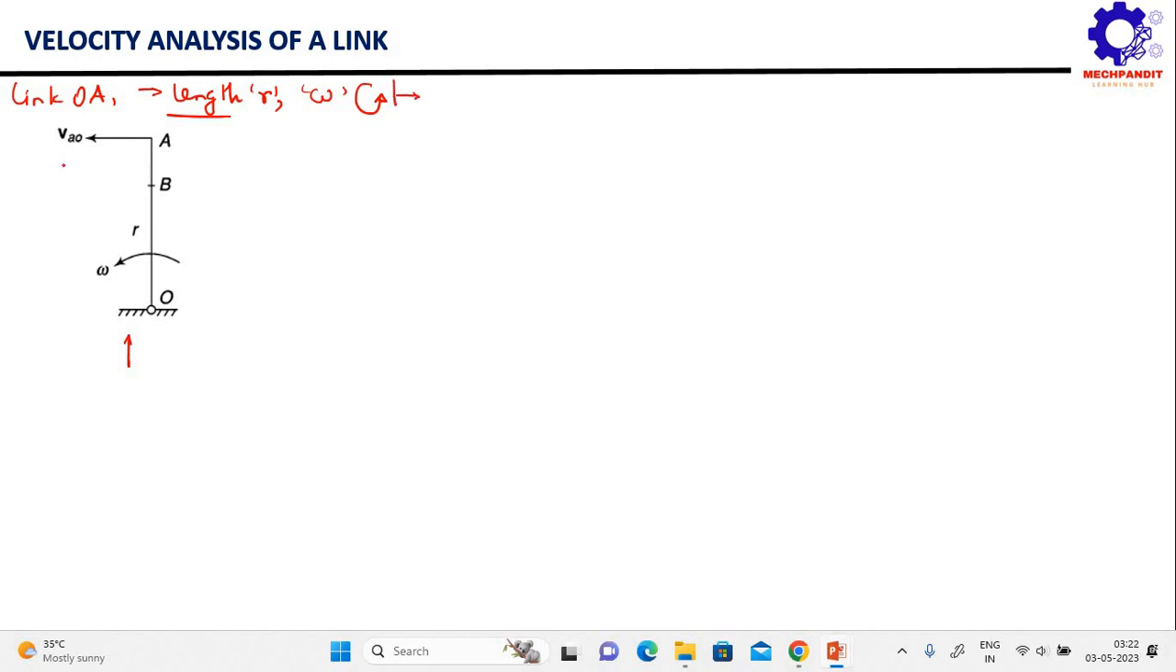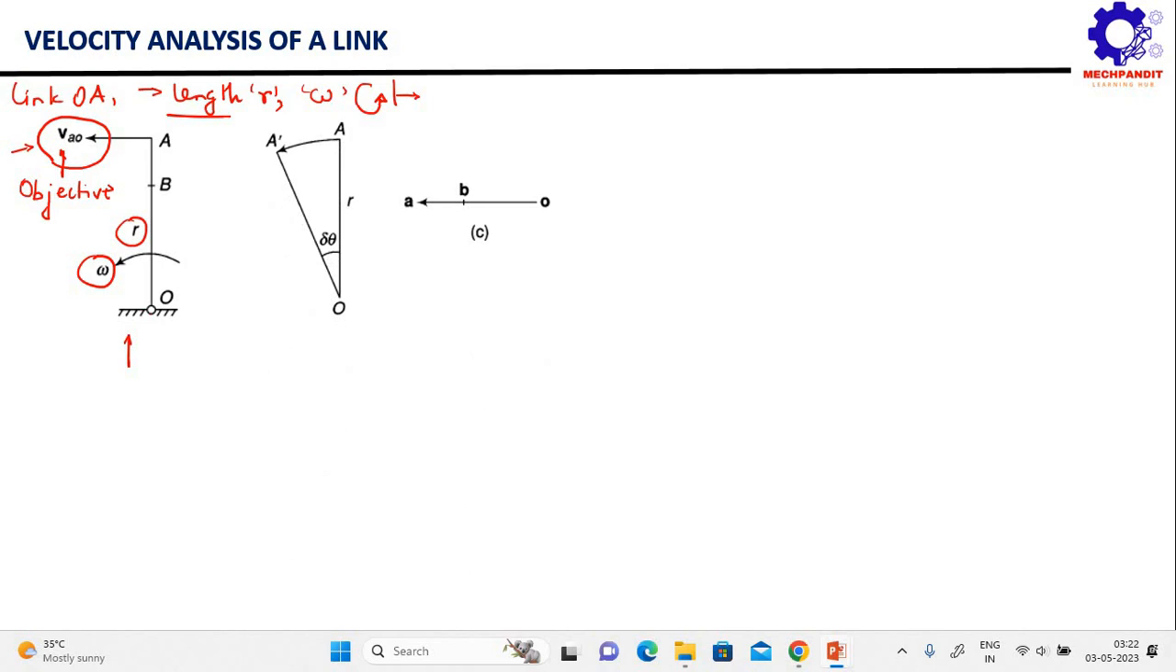Now our objective here is to find out the linear velocity of point A with respect to O, right? So we can simply say our objective is to find out VAO, that is the relative velocity of point A with respect to O. Now let us see how we can do that. Obviously we have to establish a relationship between VAO, small r and omega. So let's move to the next diagram.